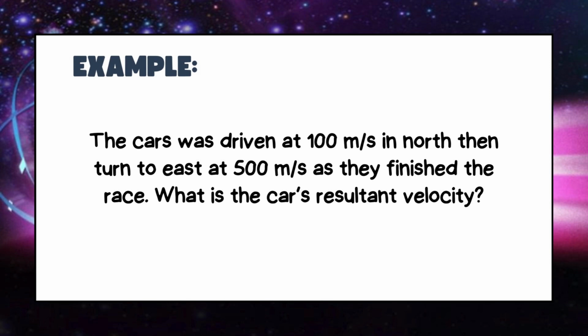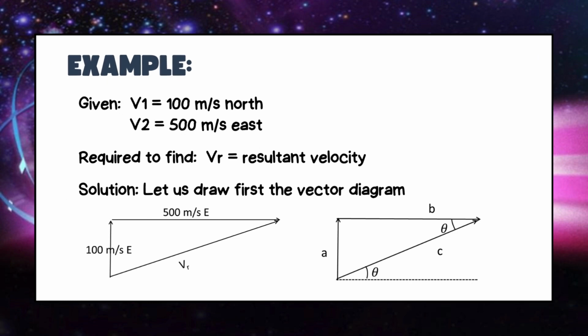Example, the cars drive at 100 meters per second north, then turn to east at 500 meters per second as they finish the race. What is the car's resultant velocity? Given, vector 1 is 100 meters per second north, vector 2 is 500 meters per second east. Required to find is the resultant velocity.